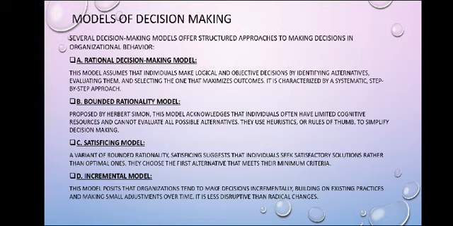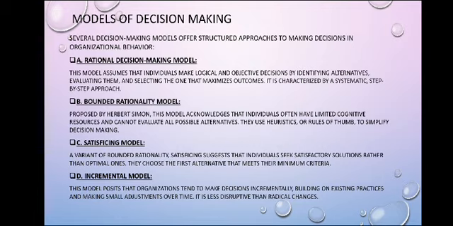Now we'll see about the models of decision making. Several decision making models offer structured approaches to making decisions in organizational behavior. Firstly, rational decision making model. This model assumes that individuals make logical and objective decisions by identifying alternatives, evaluating them, and selecting the one that maximizes outcomes. It is characterized by a systematic, step by step approach.